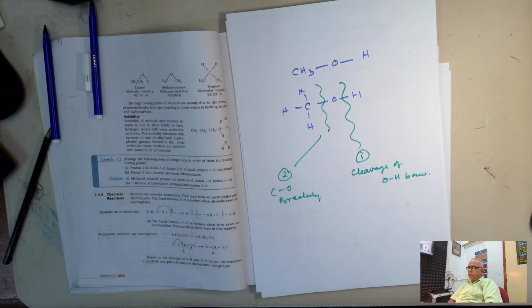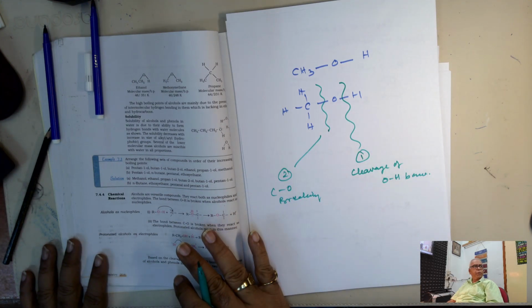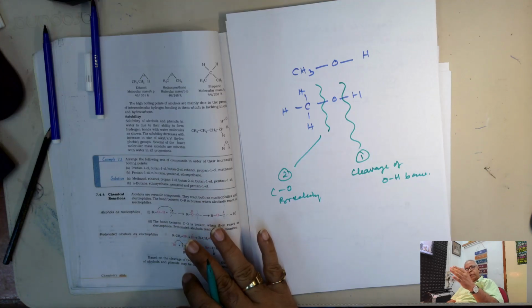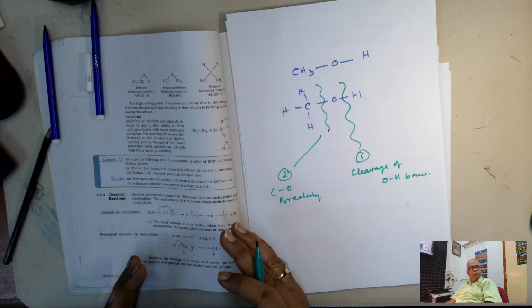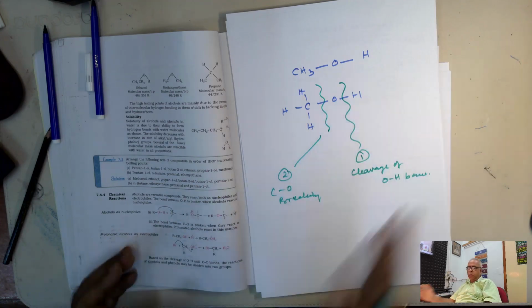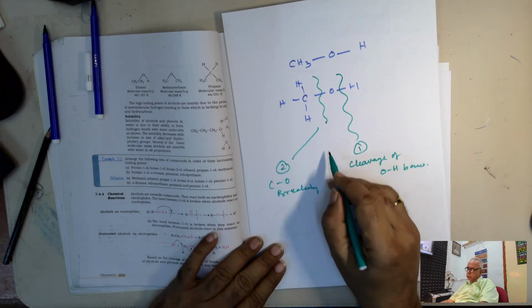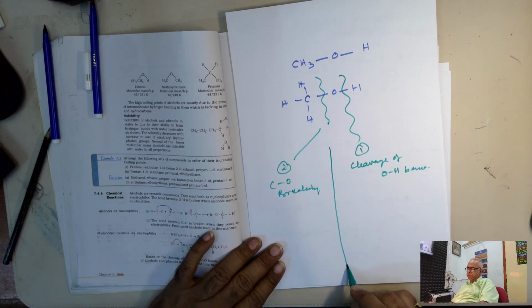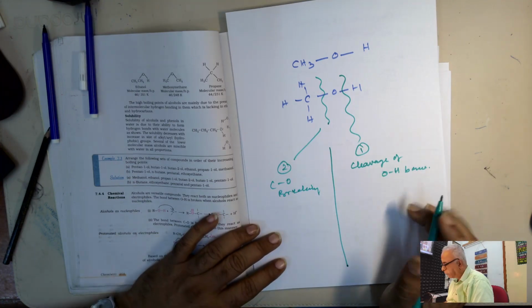So we can generalize the entire chemical reactions into two. One is the chemical reactions associated with the cleavage of the OH bond. The other is the chemical reactions associated with the cleavage of the CO bond. So we can broadly classify them. First of all, let us list out all those things. In fact, the chemical reactions are over. That's all, whether it is alcohol or phenol. Now let us proceed.